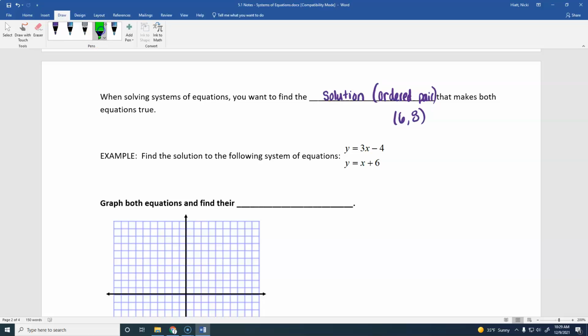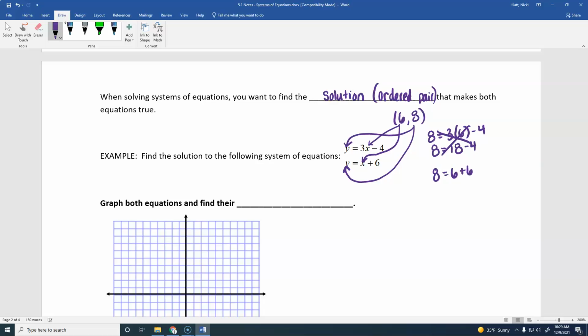If I plug 6, 8 into the 6 right here for x and the 8 right here for y, then 8 equals 3 times 6 minus 4. So that would be 8 equals 18 minus 4. Is that true? No. All right, well, let's try this for the bottom equation. 6 and 8 here. So 8 equals 6 plus 6. Is that true? No. So 6, 8 wouldn't work for either one of them.